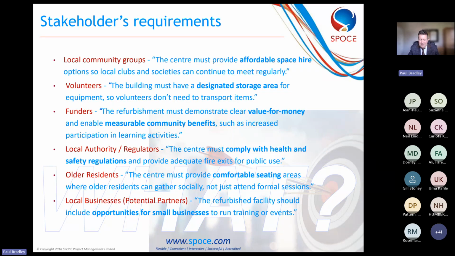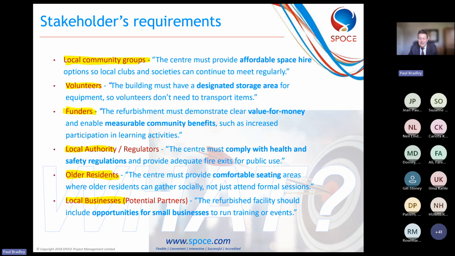I put a couple of examples up yesterday of objectives and such, and I've got a few requirement examples here. Imagine if you were building a new centre in your local town. You may have lots and lots of different stakeholders that have an interest in the project, and they could potentially all have very many different requirements. The type of stakeholders that we have in this example are local community groups, volunteers, funders, the local authority, communities, and the local business sector.